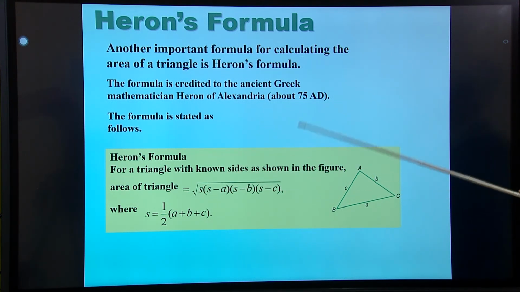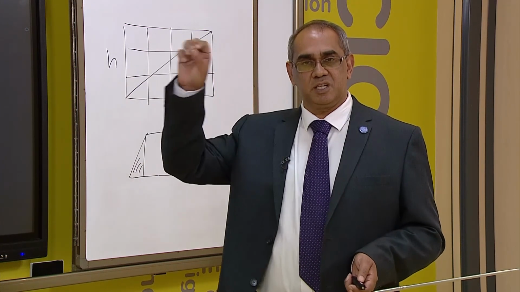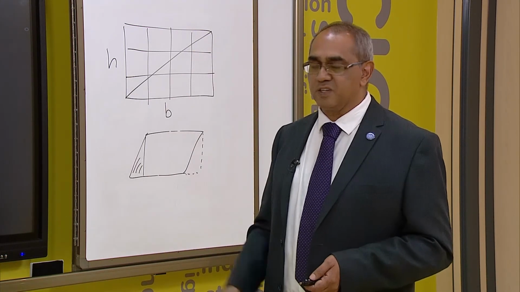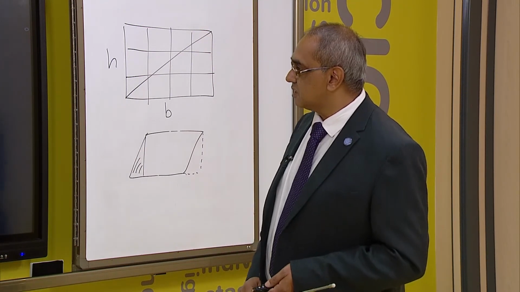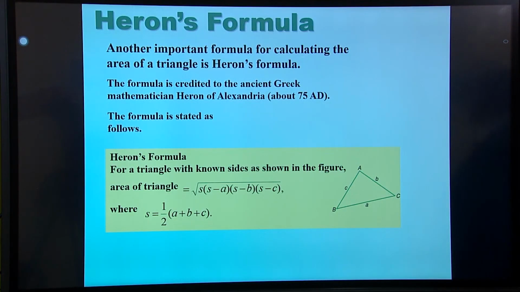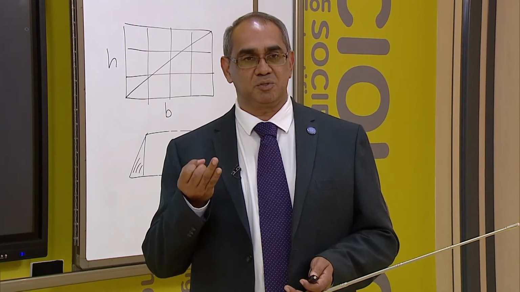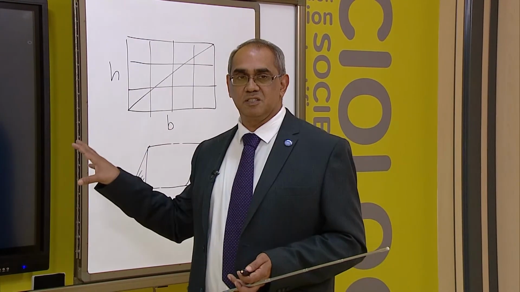S minus A, S minus B, S minus C. That's very easy to remember. If I think of Heron's formula, I know it's a square root, yes. How do I put the terms inside? S minus A, S minus B, S minus C times S. And you can substitute those values and work out what the area of a triangle is. So we have 3 formulas for the area of a triangle. Half AB sine C, Heron's formula, and half A times H, half base times height. So 3 different ways to find out the area of a triangle.